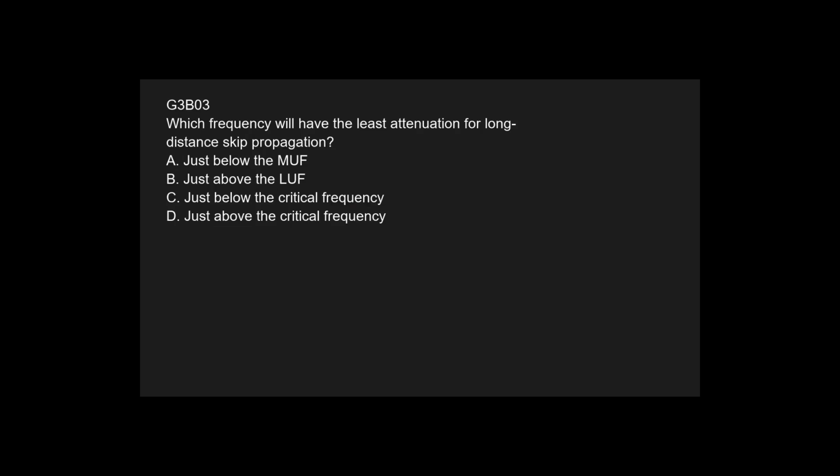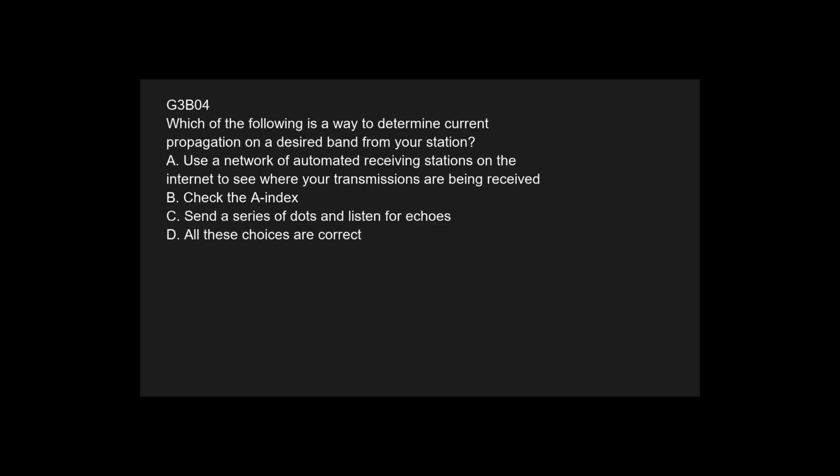Question: which frequency will have the least attenuation for long-distance skip propagation? The correct answer is A. Just below the MUF. Question: which of the following is a way to determine current propagation on a desired band from your station? The correct answer is A. Use a network of automated receiving stations on the internet to see where your transmissions are being received.